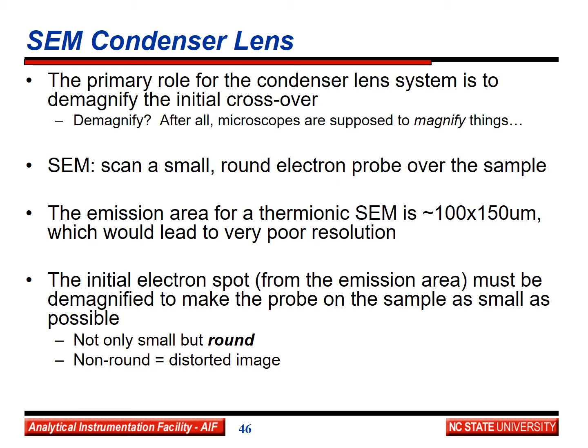The emission area for a thermal emitter SEM is on the order of 100 by 150 microns, which would lead to very poor resolution. So we want to demagnify the initial spot as much as possible in order to get good resolution. And we not only want it to be small, but we also want it to be round, because a non-round spot will give us a distorted image.